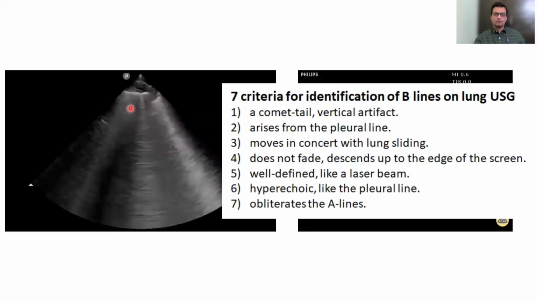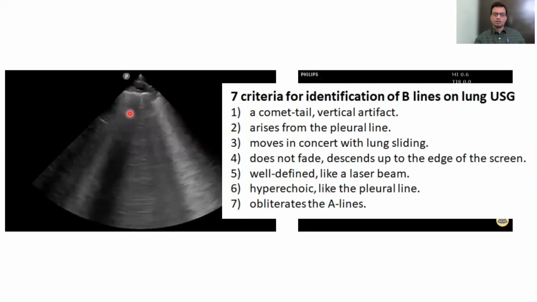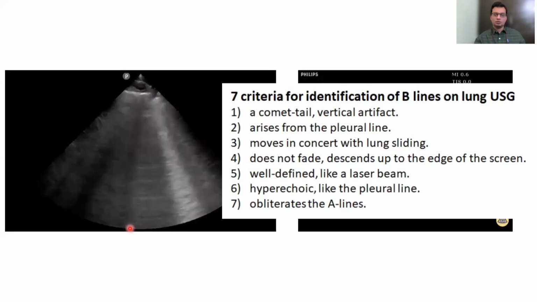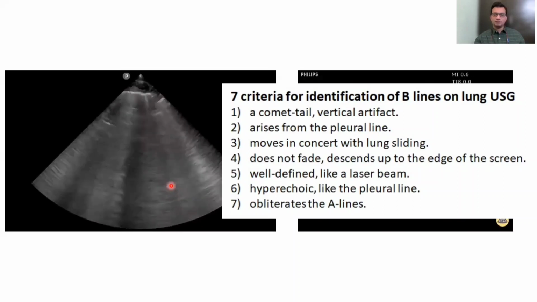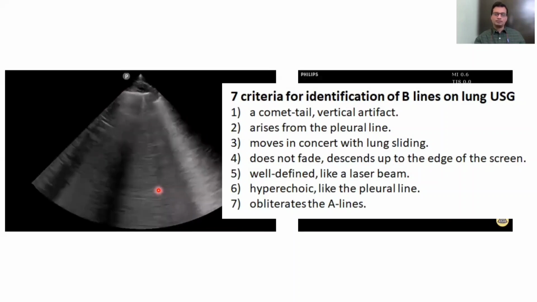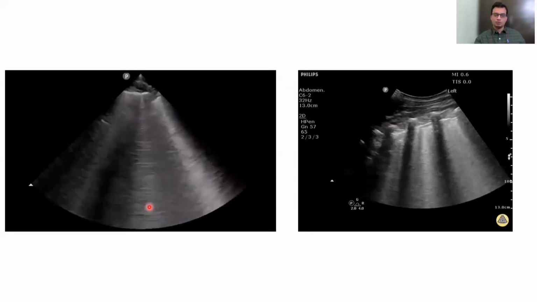And it does not fade away, descends up to the whole depth of the screen, that is edge of the screen, and it is well defined like a laser beam. Can you see over here the well defined laser beam? And it is hyperechoic like the pleural line. So this is the pleural line, and these B lines are hyperechoic over here and obliterate the A line. A lines are not visible over here.